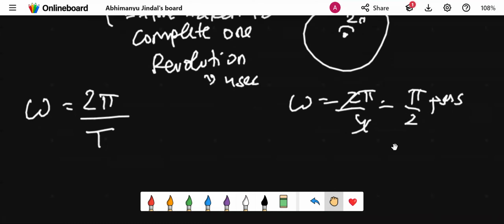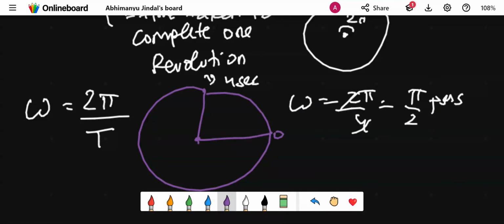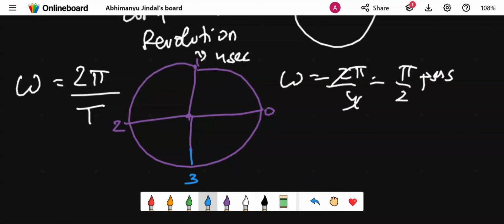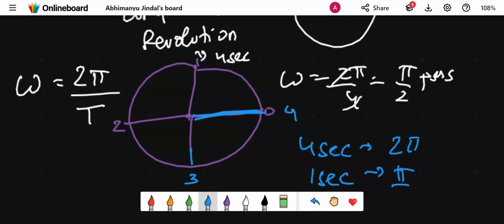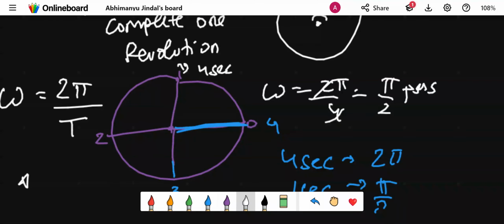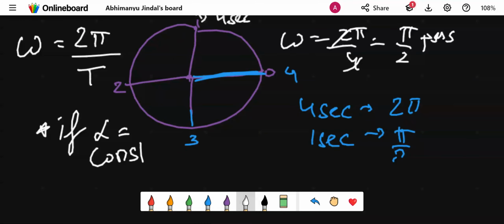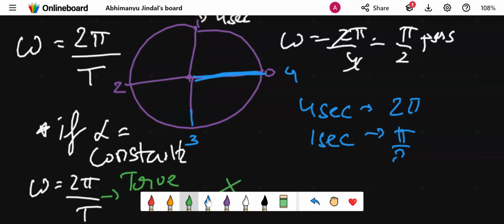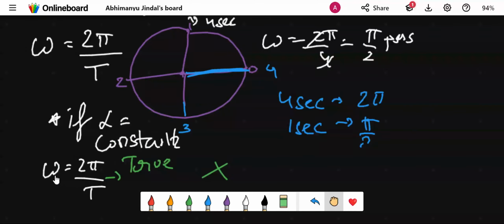Now let me give you an imagination of how this looks. Pi by 2 per second is like this. After zero, in the first second you're here, the second here, the third second here, and by the end of the fourth second you have reached back here. So it took you 4 seconds to complete 2 pi, because it took 1 second to complete pi by 2. And remember this: if alpha is constant, then the formula omega equals 2 pi by T is true. Otherwise this is not true.